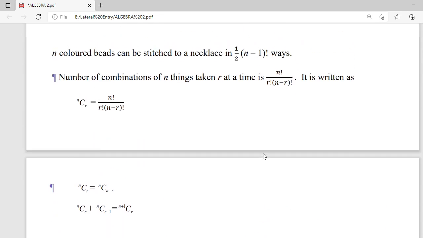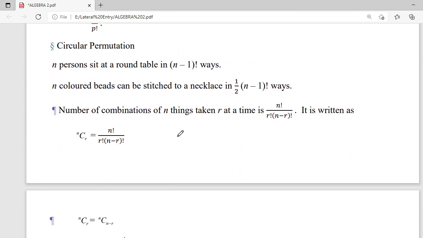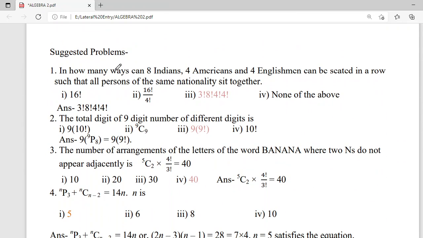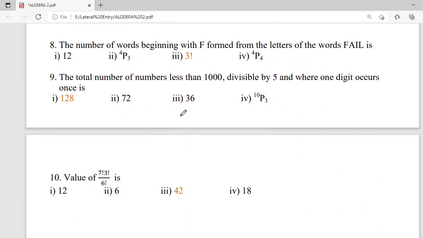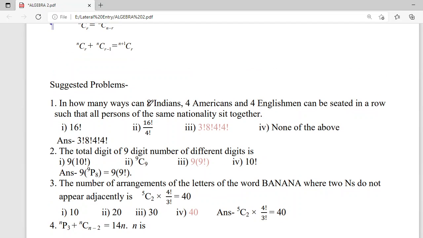These are the results you see. Simple results here that you have got. So these problems you see, 10 problems I have included here. So in these problems: in how many ways can 8 Indians, 4 Americans, 4 Englishmen be seated in a row?